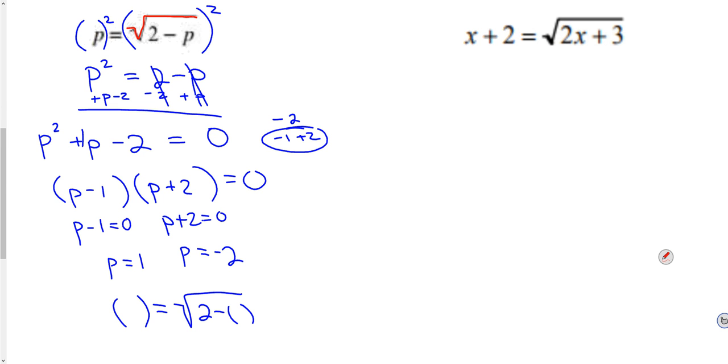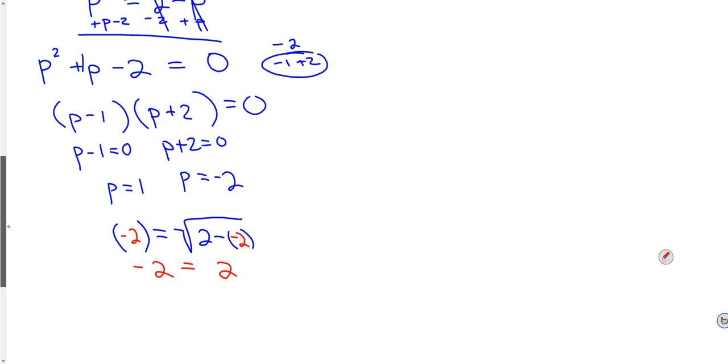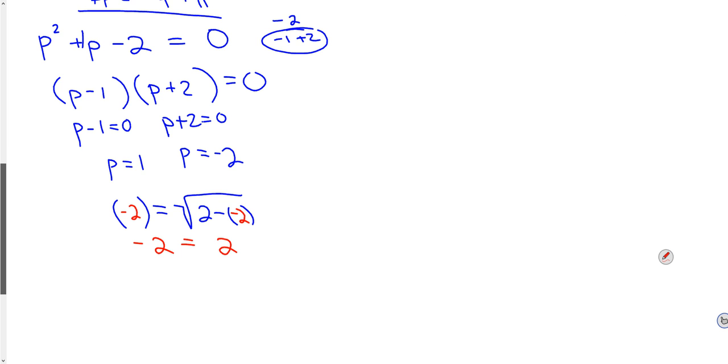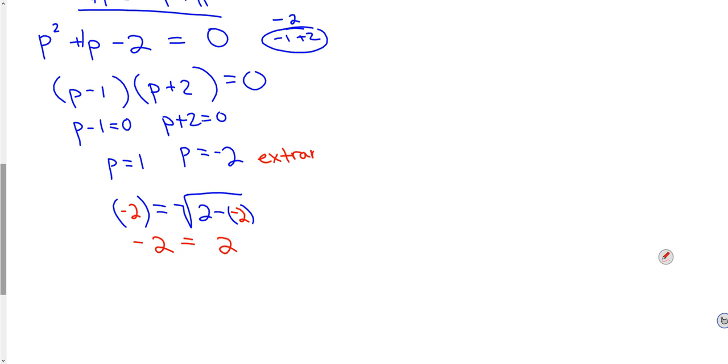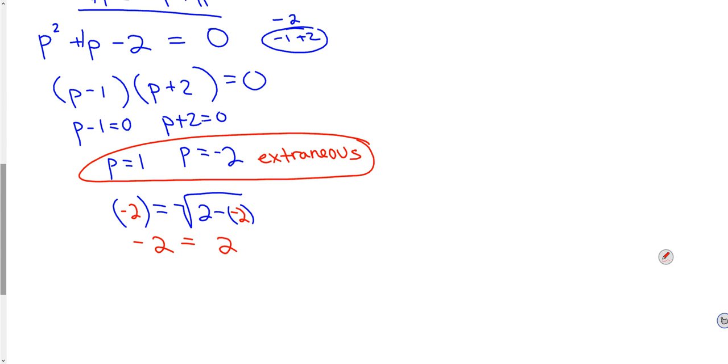If I put a -2 here and a -2 here, what's 2 minus negative 2? That's a positive 4. What's the square root of 4? That would give us a 2, but then on this side we get a negative 2. So that's an example of a problem where it doesn't work. So the negative answer is extraneous. So these are our answers right here.